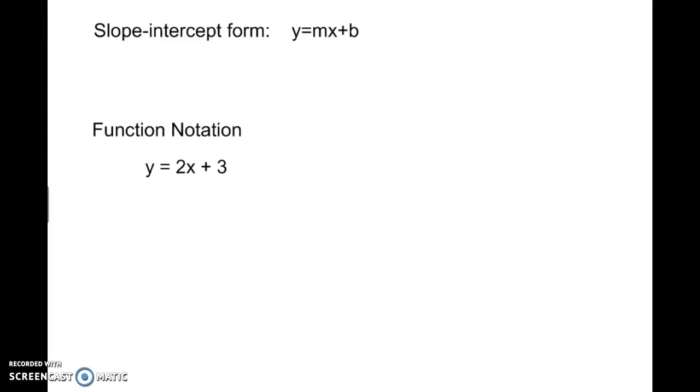Finally, let's get to slope-intercept form. We know that the m is the slope of a function. You're probably familiar with this. And this is the y-intercept. One thing you may not be familiar with is the idea that we might start writing this differently.